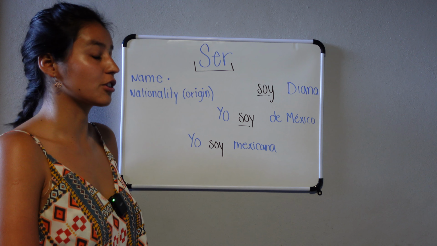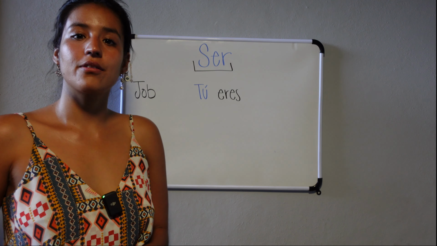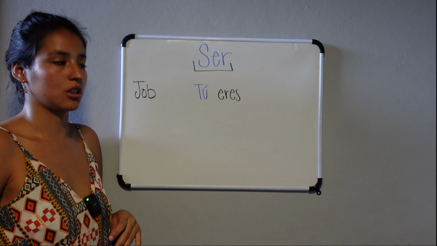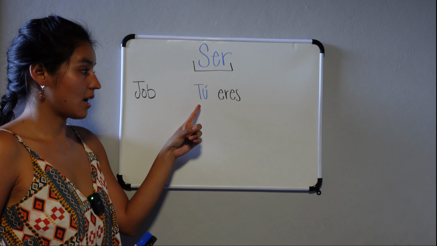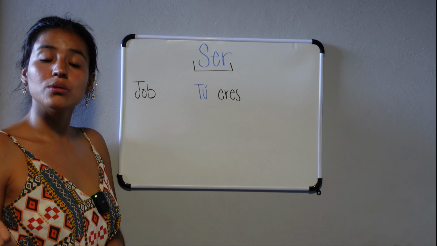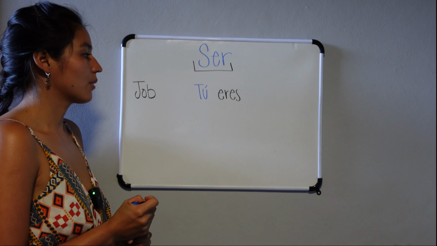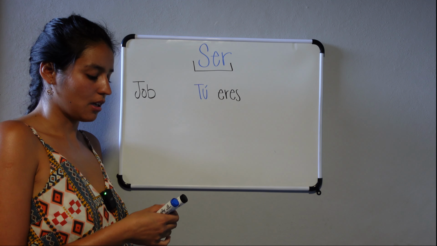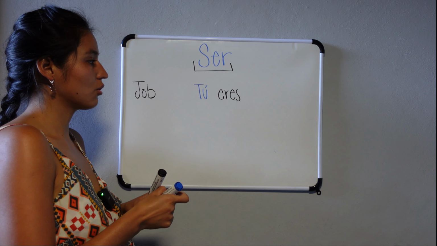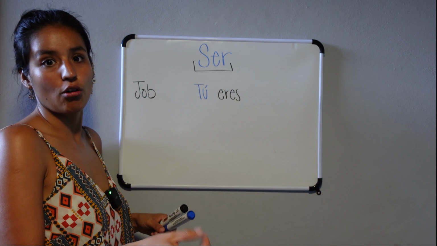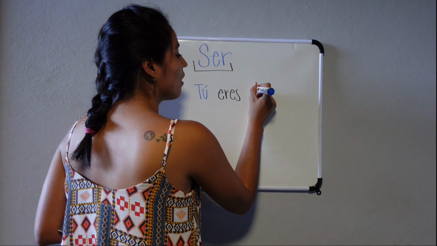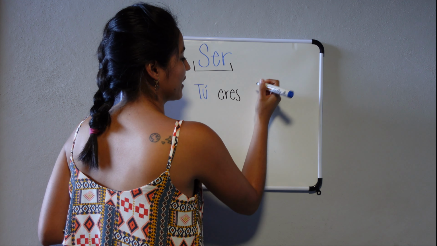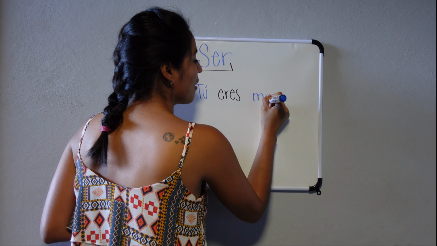And these were the first 3 examples. And now we have here job, when you want to talk about your job or your occupation, okay? In this case, we're gonna have as example, tú, you are, okay? Tú eres, and then whatever is your occupation. In my case, I'm a teacher, so I'm just gonna say you are a teacher. You are, oh, sorry, maestra.